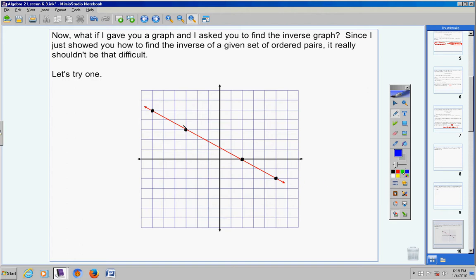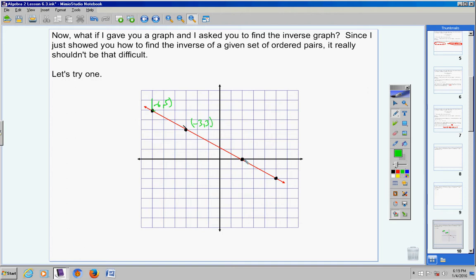I'm going to change colors to blue. And I'm going to find the inverse of this graph. So I'm going to move on. If you've not copied this yet, pause the video and copy this down. And then we're going to find the inverse graph of this given graph. Now this ordered pair here is -6, 5. This one here is -3, 3.